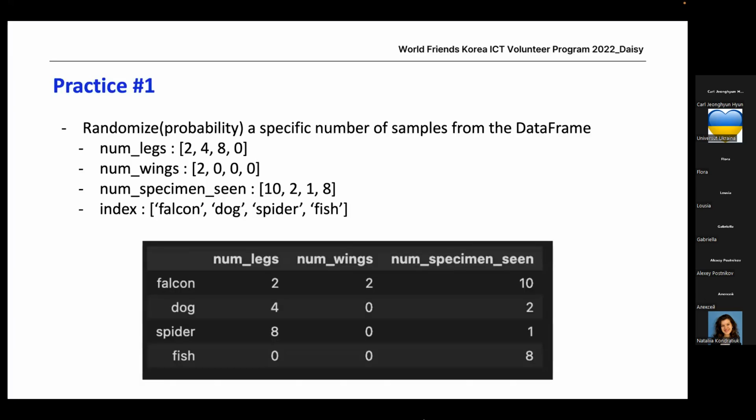The first practical problem is to randomly sample a certain number of samples from the data frame. Create a pandas data frame with 4 observations and 3 columns to use as an example. Please apply the given example to the code. The output is as follows. Please solve the question.